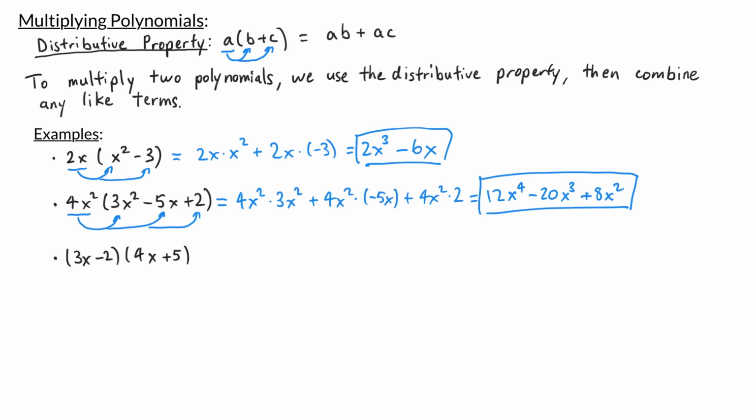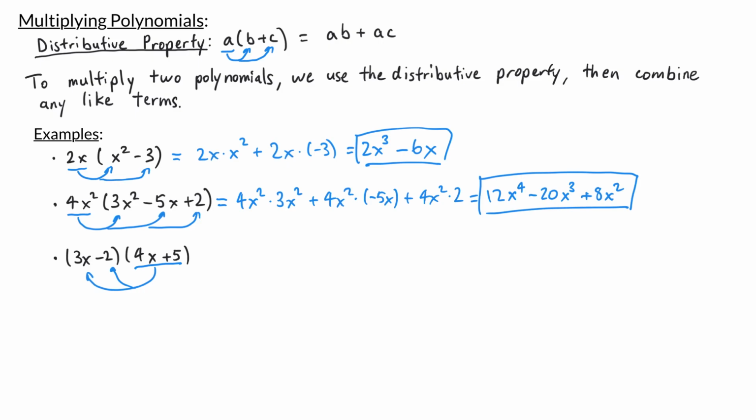To do this multiplication, one approach that we can take is take the first polynomial, 3x minus 2, and distribute it within the second parentheses. So I take 3x minus 2 and multiply it to the 4x and also to the 5. What we can also do is take the second polynomial and distribute that inside the first parentheses. So I take the 4x plus 5 and multiply it to the 3x and also to the negative 2. So let's take the second approach.